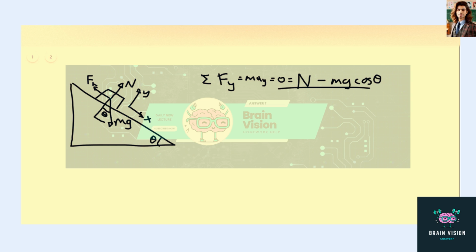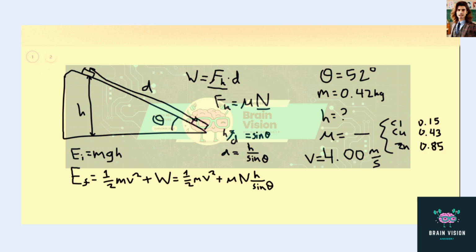Using this equation, we can easily solve for the normal force. We have n is equal to mg cosine theta. All right, so now that we have our normal force, we can plug it back into our equation here.